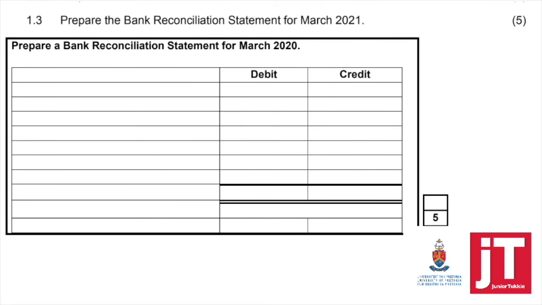Now we can go on to question 1.3 to prepare the bank reconciliation statement. You can either do the 2-column method or the 1-column method. I'm going to show you later on how we do the 1-column method. So if I do the 2-column method, we start with balance as per bank statement. Remember, on the bank statement, we had a favorable bank balance. On the bank statement, the balance will appear on the credit side, so it will appear on the credit side in the bank recon as well.